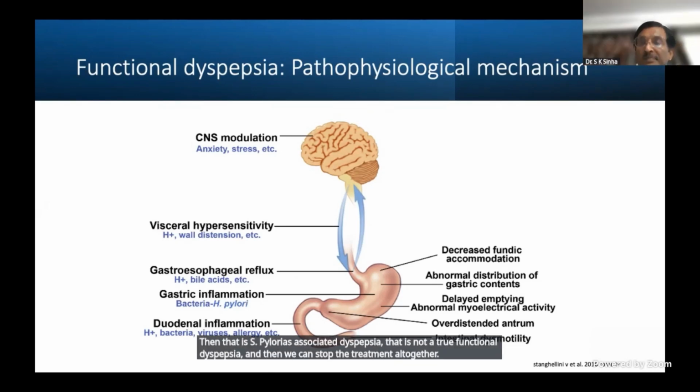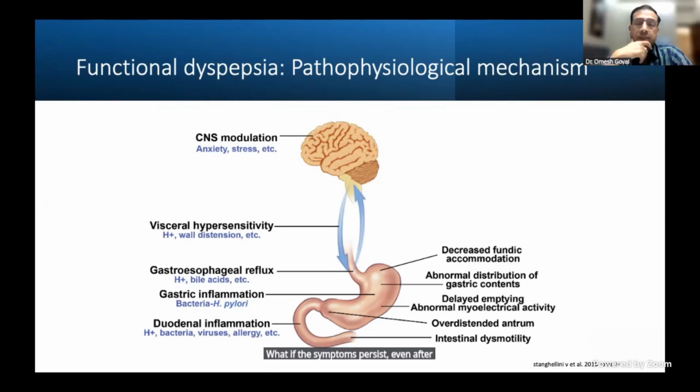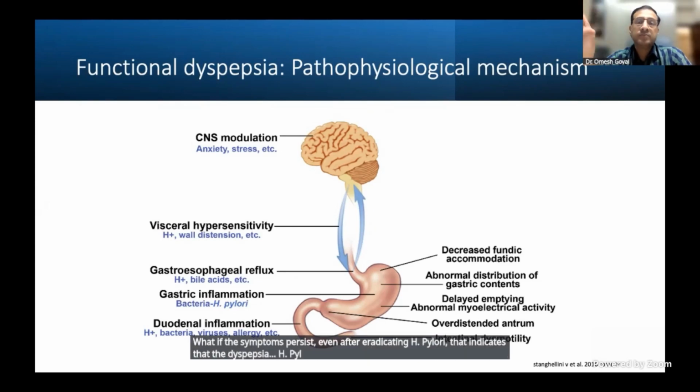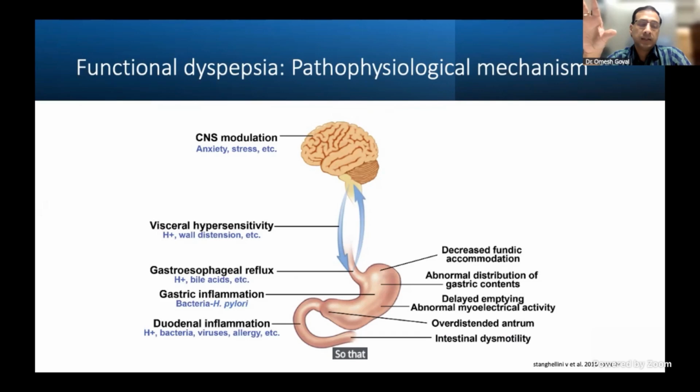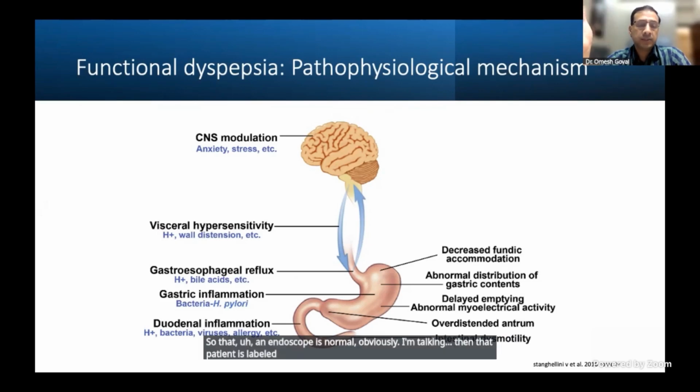But if the symptoms persist even after eradicating H. pylori, that indicates that H. pylori was not the cause of the dyspepsia. With an endoscopy that is normal, obviously, that patient is labeled as functional dyspepsia. So we should test and treat for this organism.